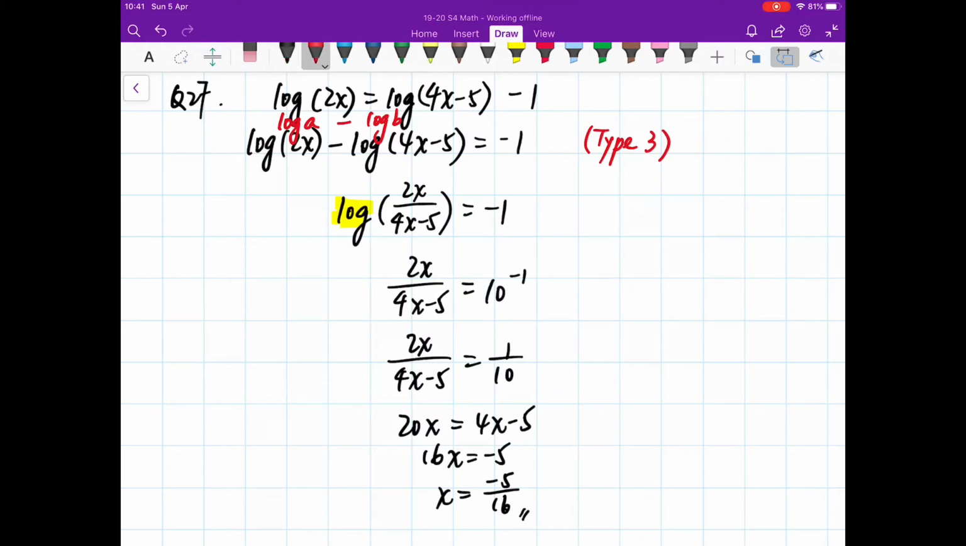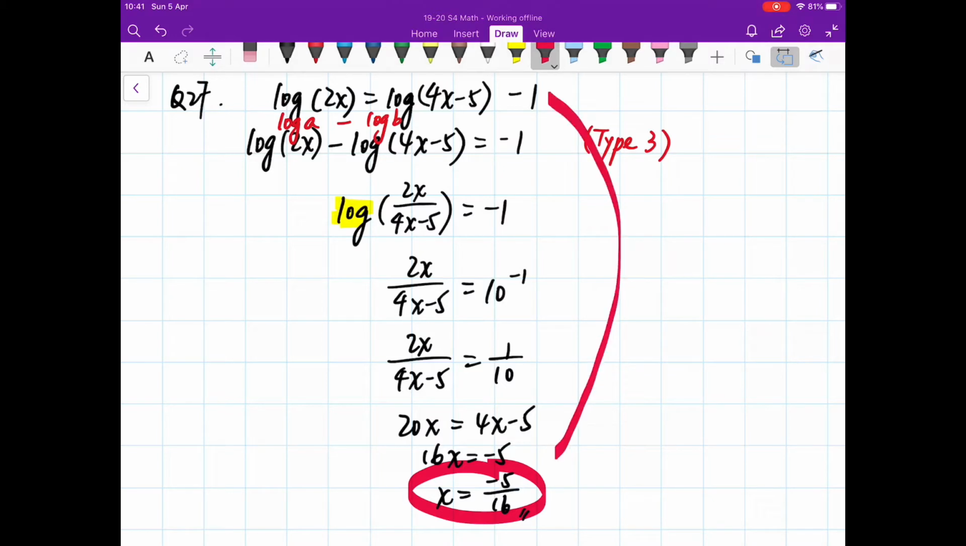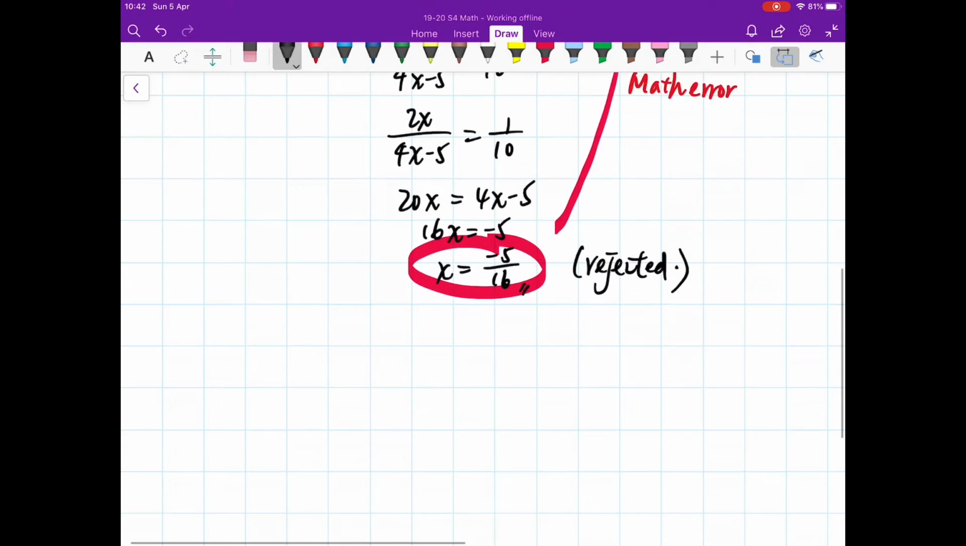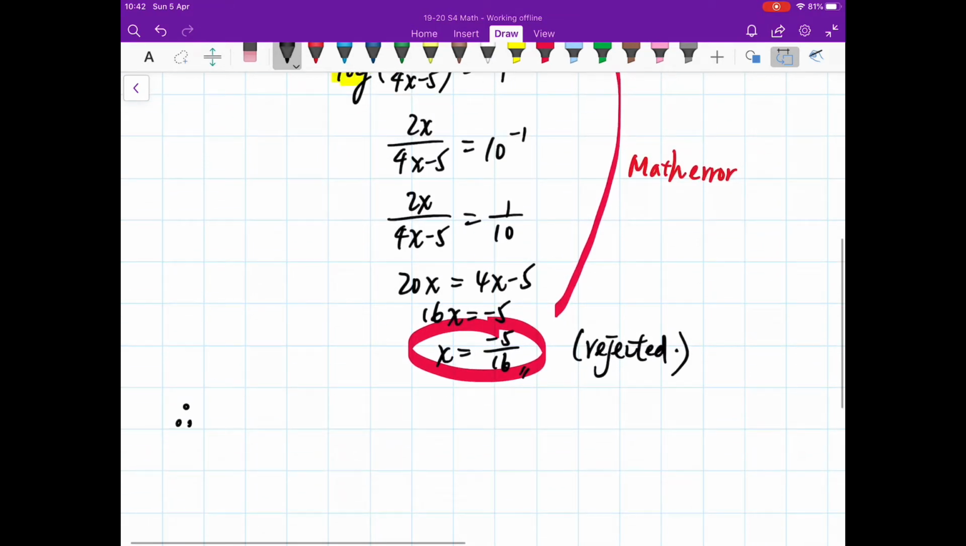Okay, but be careful when we input this number back into the original equation using your calculator, then we know that it is a math error. And therefore, we have to reject this number. And finally, that means this is not a reasonable answer. Then we have made a conclusion that there are no solutions.